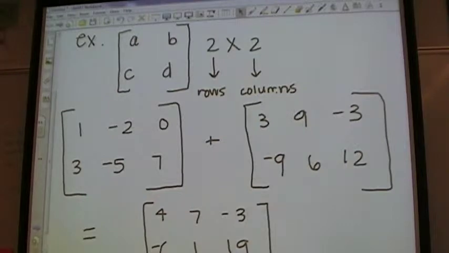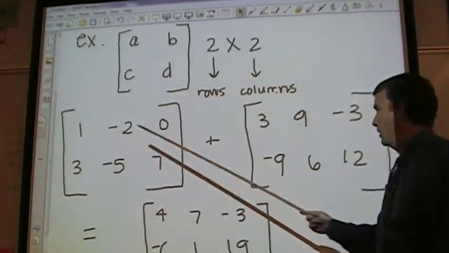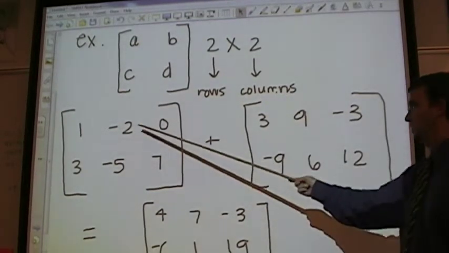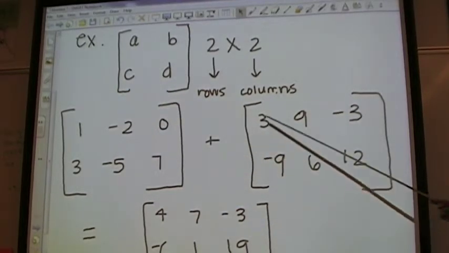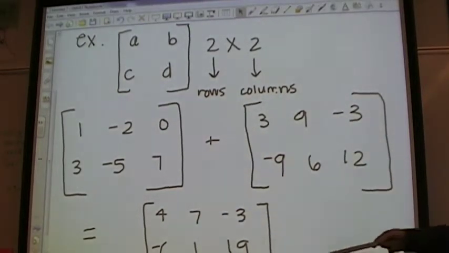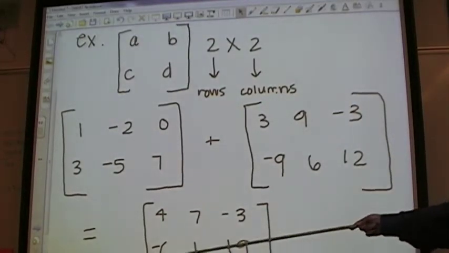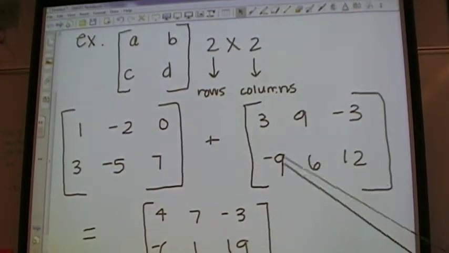So all you do to add these is add the corresponding entries. Add 1 and 3 to get 4. Negative 2 plus 9 is 7. 0 plus negative 3, negative 3. 3 plus negative 9, negative 6. Negative 5 plus 6, 1. And 7 plus 12, 19. Good?